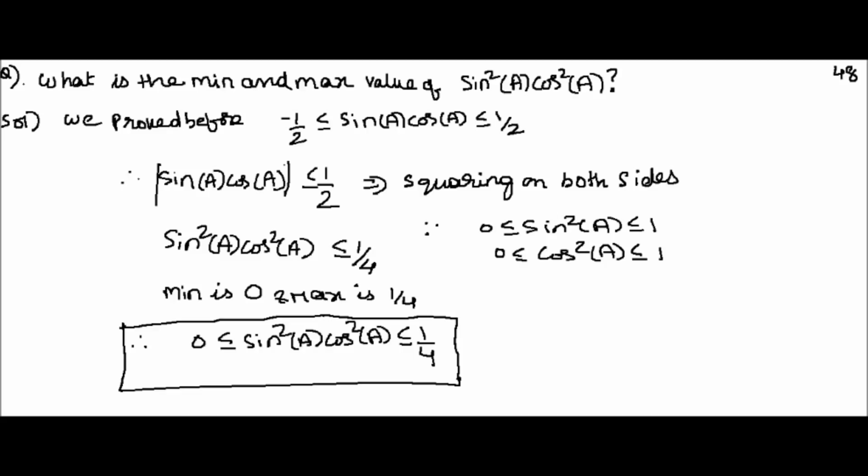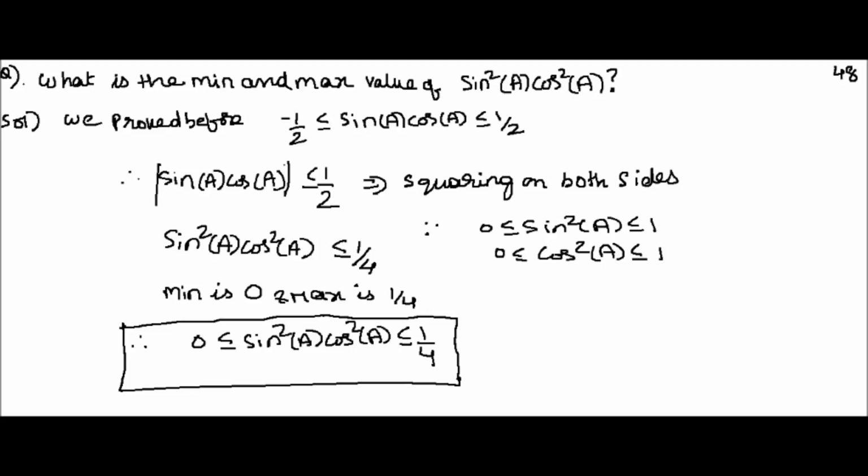Therefore mod of sine a cos a is less than or equal to half, squaring on both sides is nothing but sine square a cos square a is less than or equal to 1 by 4. But again, we know sine can be 0 and cos can be 1 at the same time, so the minimum value should be 0, because sine square and cos square are always positive, there is no negative number, and the upper limit is 1 by 4.